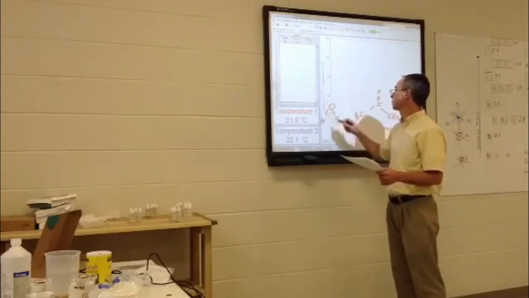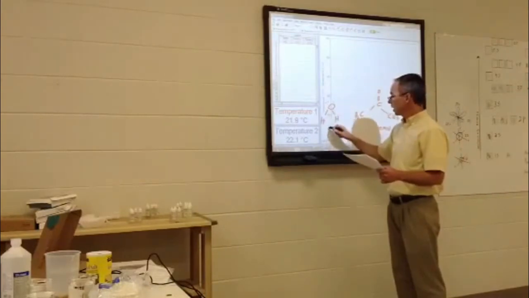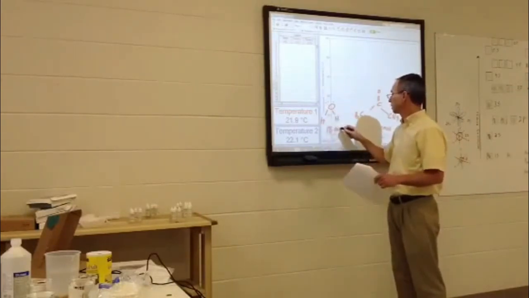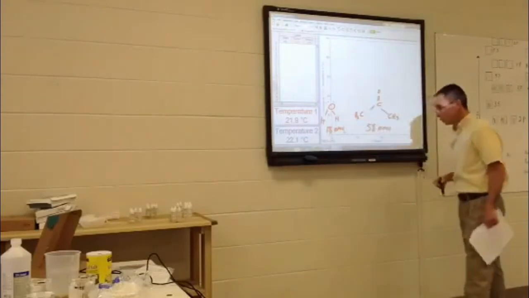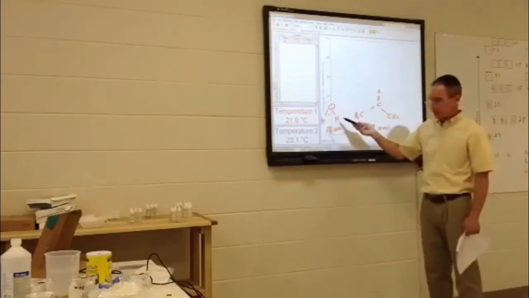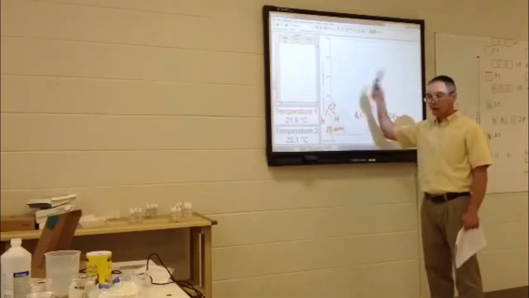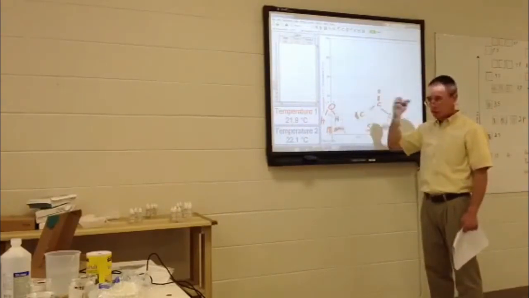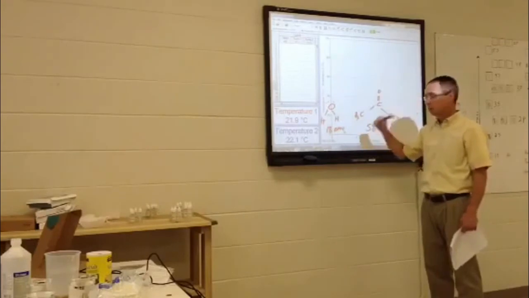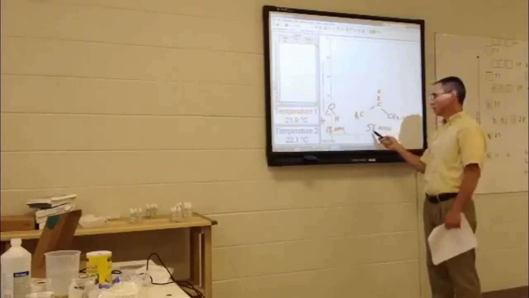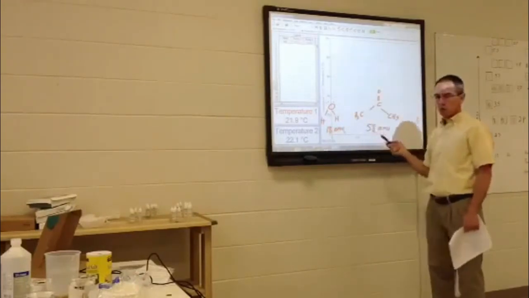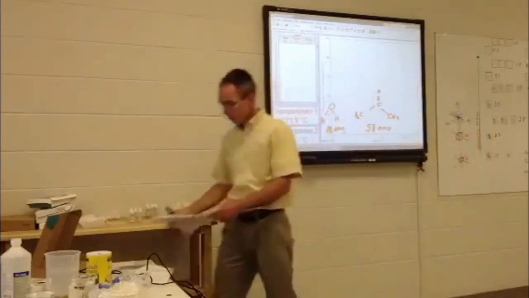Now remember, water is shaped like this, and it weighs 18 atomic mass units. So water's a lot lighter than acetone. And water should evaporate, go from the liquid to the gas state, a lot easier and quicker than acetone should, because acetone weighs so much more. All right, but let's see how it really happens here.